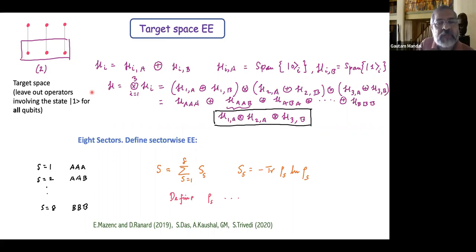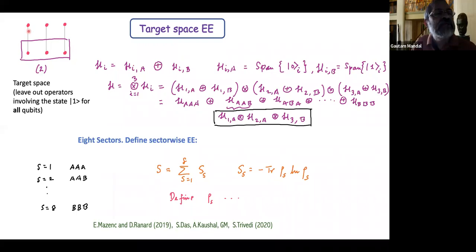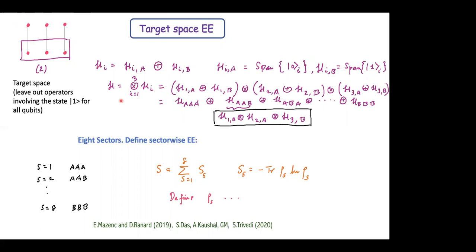So compared to what I had before, in conventional EE, which I would also call base space entanglement entropy, I split the qubits. Okay, 1 and 2 were my qubits of interest, and I left out qubit 3. Now I'm interested in the following. I'm interested in the 0 state of each qubit. So I want to leave out the state 1 for each one of them. Okay. And I'm explaining how to do that.